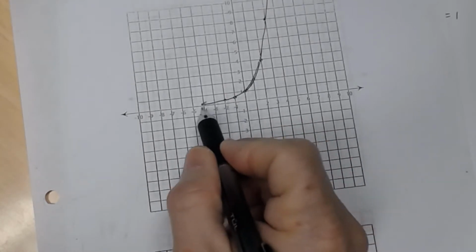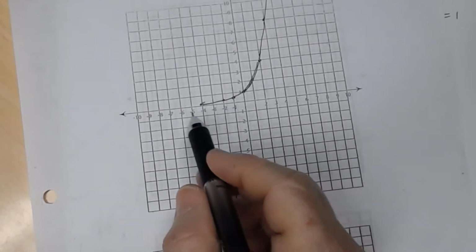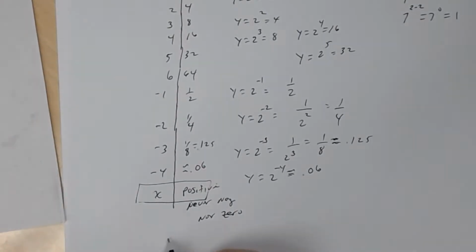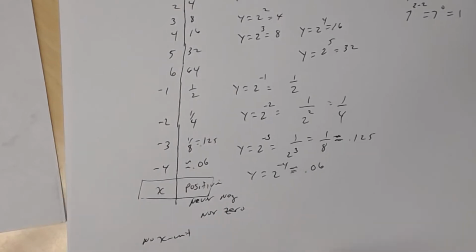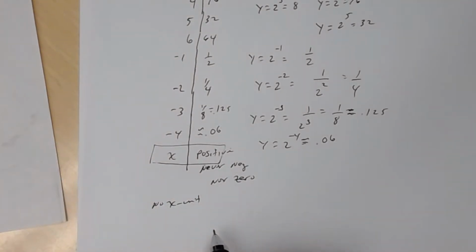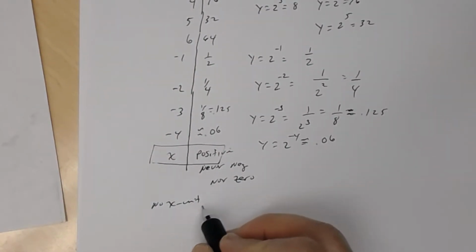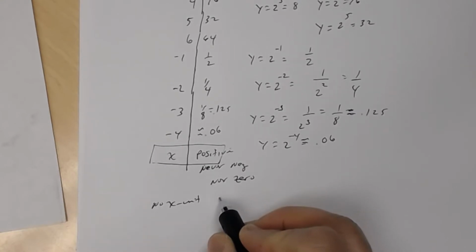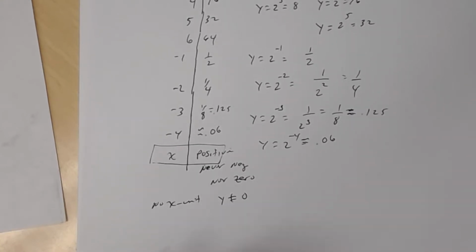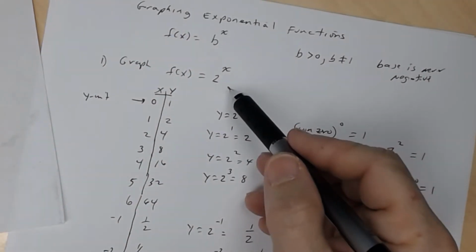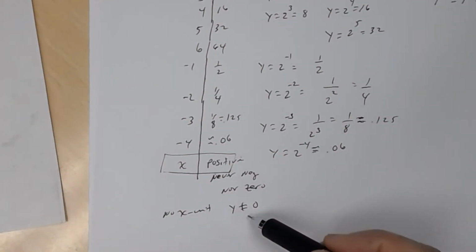Notice I'm not touching the x-axis because you're not going to have an x-intercept. So there's no x-intercept here. Remember, there's no x-intercept, and make sure you understand that. There's no x-intercept, which means that y is never 0. Remember, we're graphing this now. Keep that in mind. So y is never 0.